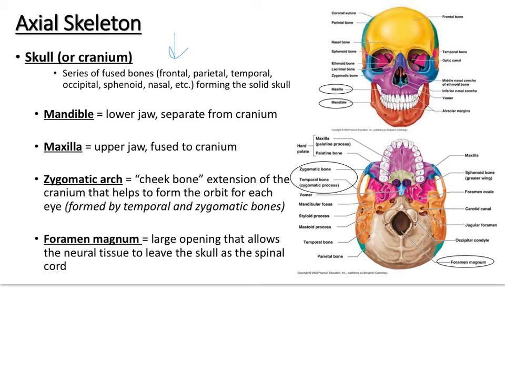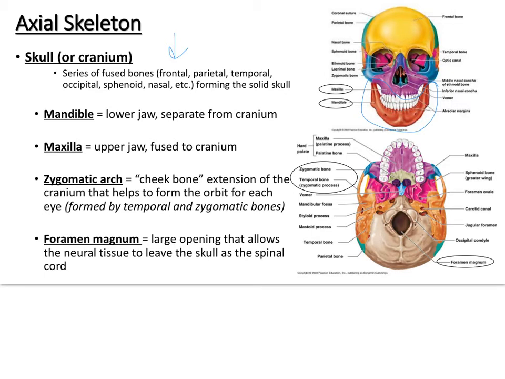Now, there are a couple features here that I want you to be familiar with. One is the mandible, or the lower jaw. And notice that the mandible is actually separate from the rest of the cranium. It is not fused. So this is why you can open and close your mouth. The mandible is attached to the skull with ligaments and tendons and muscles.